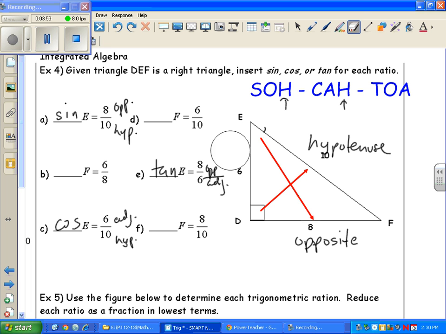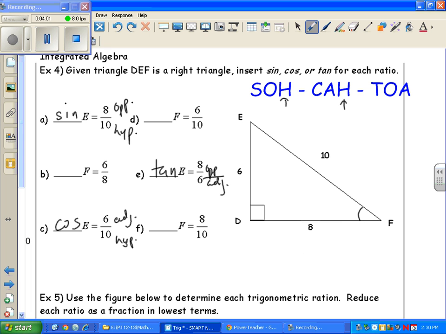So now I'm going to take these labels away because we're going to reference a different angle for the next set of problems. The next set of problems, we're referencing angle F. So this is more similar to what you did in your measuring triangles activity. This would be like the base angle, where DE is the height and DF is the base.